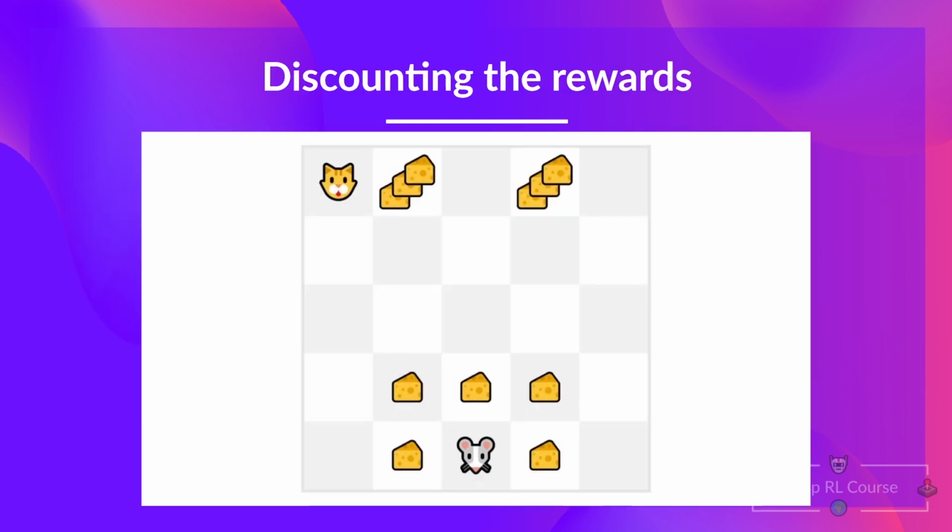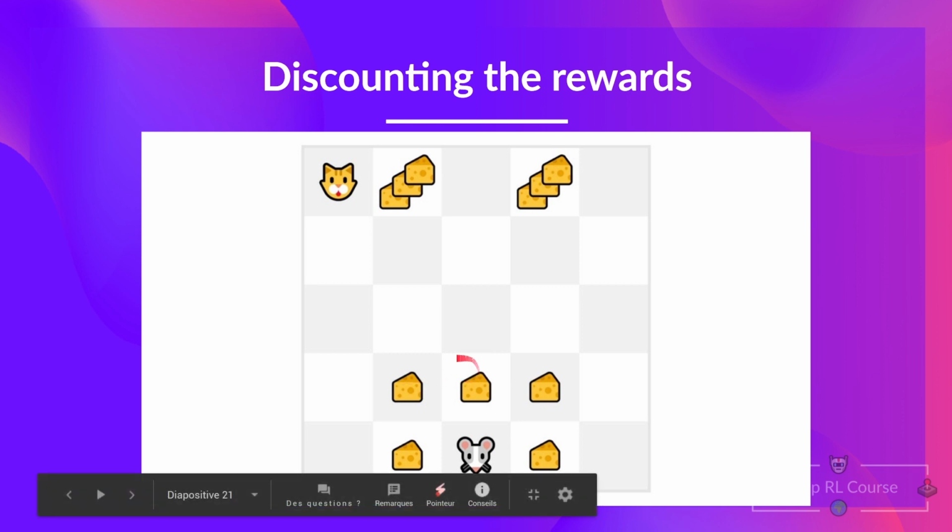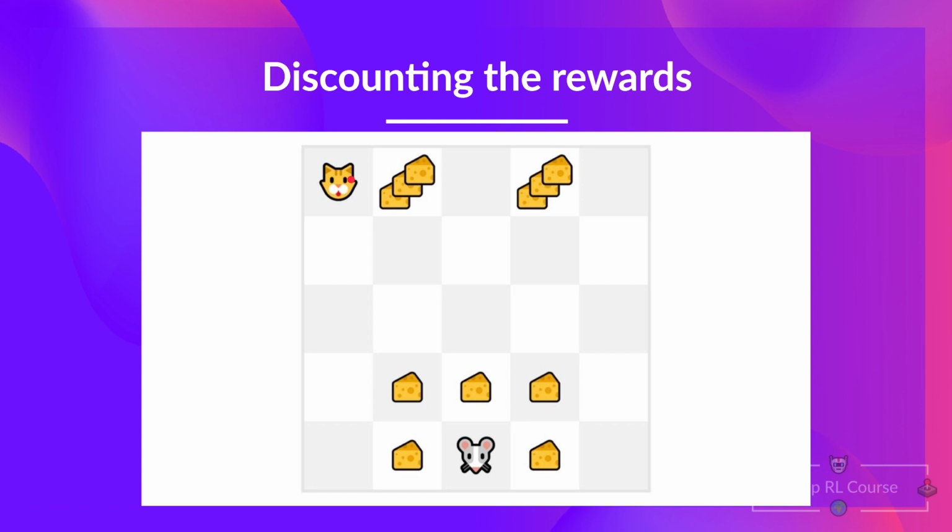Because the rewards that come sooner, so at the beginning of the game, are more probable to happen since they are more predictable than the long-term future reward. To understand this concept, let's say that your agent is this small mouse in this game. Your mouse can move one tile each time step, and your opponent is a cat that can move two. In this case, your goal is to eat the maximum of cheese before being eaten by the cat.